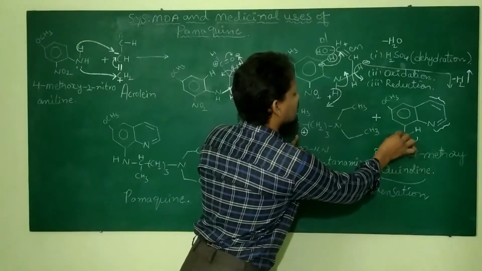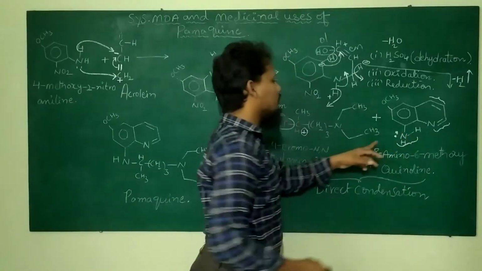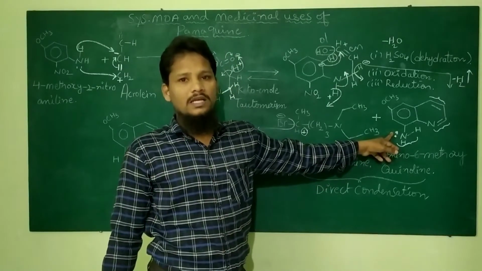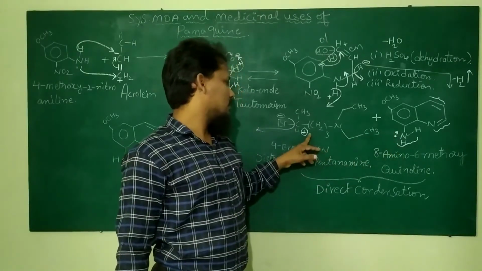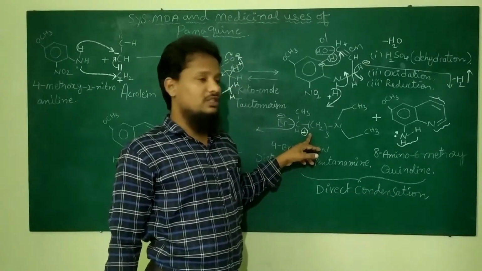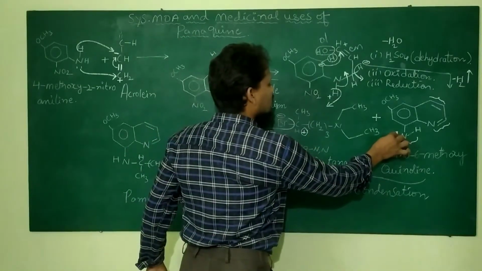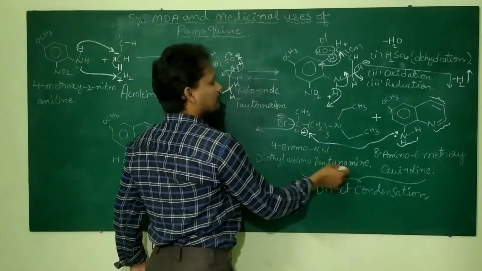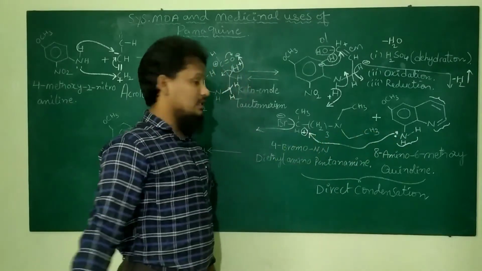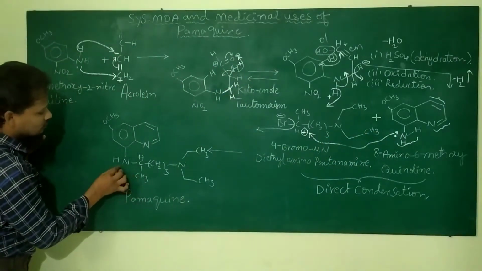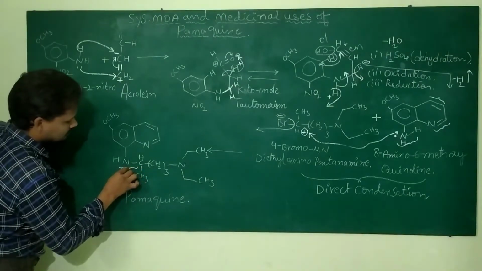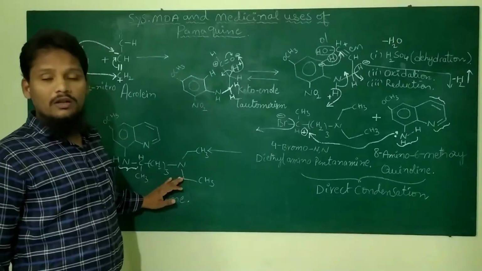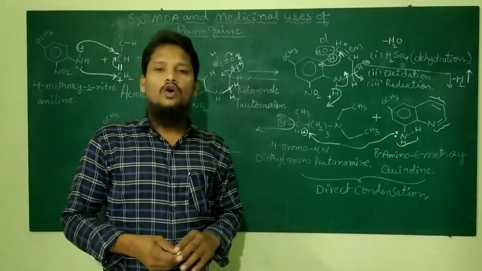Now this nitrogen, I already told you, has a lone pair of electrons that acts as an electron rich system. Nitrogen is an electron rich system, and the carbon is an electron deficient system. Now the electron rich nitrogen donates electrons to the electron deficient carbon and forms a nitrogen carbon single bond. That is this nitrogen carbon single bond. Now this is our resultant molecule pamaquine. Okay. Hope you will understand.